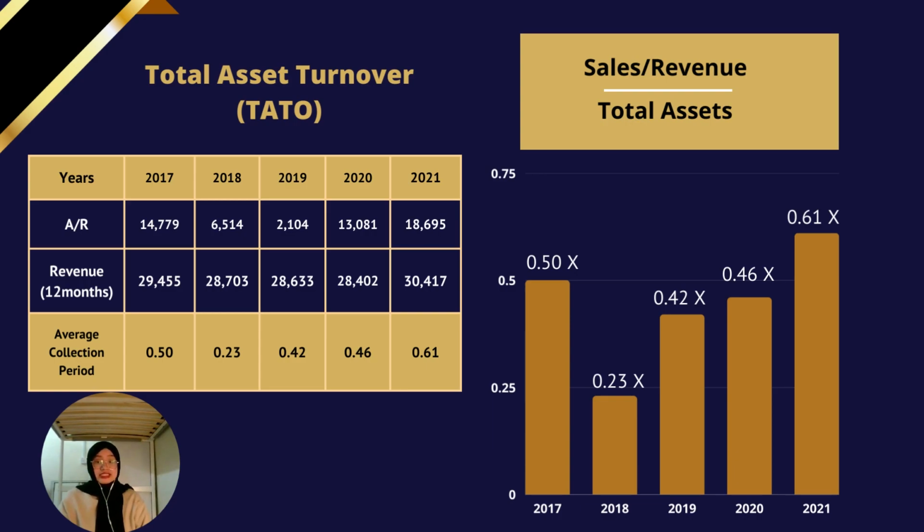However, if we compare 2018 and 2021, in 2021 Sime Darby achieved a total asset turnover of 0.61. This is a 160.87% increase compared to 2018's 0.23. The main reason for the higher ratio in 2021 is the higher total revenue by year end as compared to 2018, which is RM 18,695 million versus RM 6514 million.